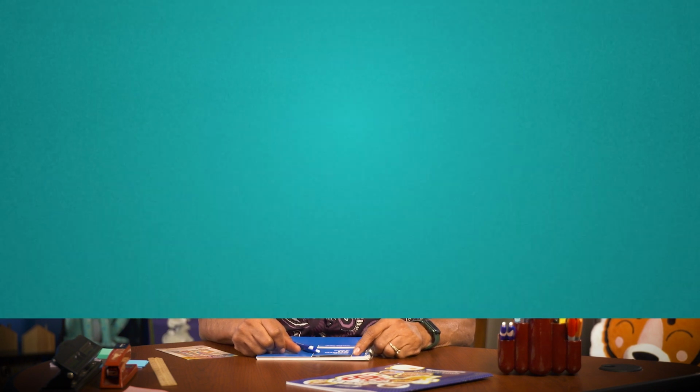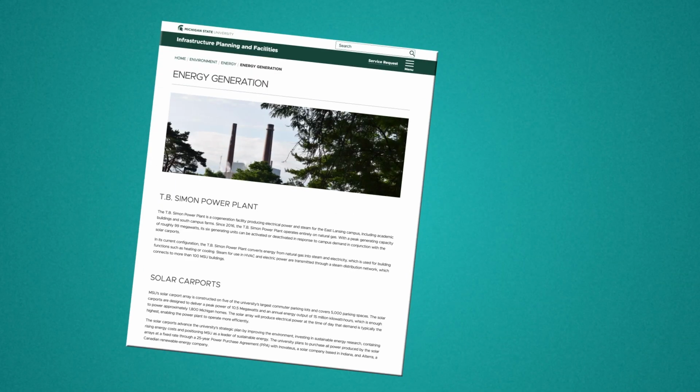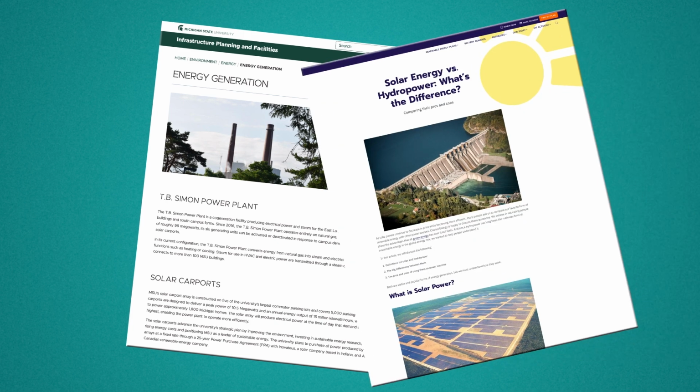I'm Mrs. Mask. I did some research about two types of renewable energy, solar power and hydropower. I read an article from Michigan State University about the solar panels they use, and also an article from a company that makes solar panels. We'll look at what I found out.